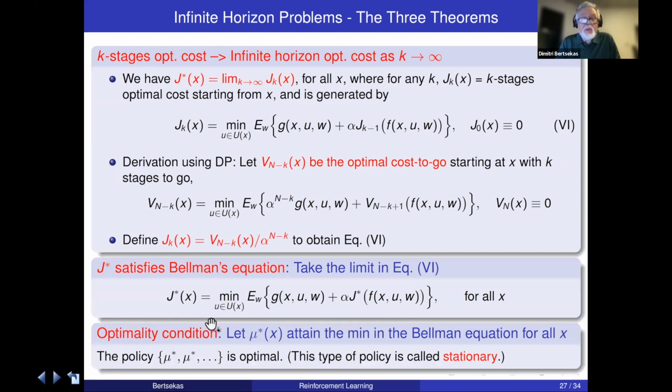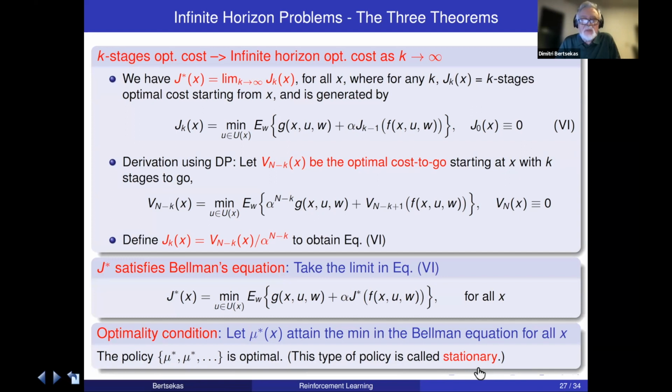And the third result is that if you obtain a policy by minimization in this Bellman equation, in other words, if mu star of x attains the minimum in the Bellman equation for every x, then the policy that you obtain in this way is optimal. This is an optimality condition. Notice that this is a special type of policy. It involves the same mu star at stage 0 as at stage 1 as at every stage. This kind of policy is called stationary.